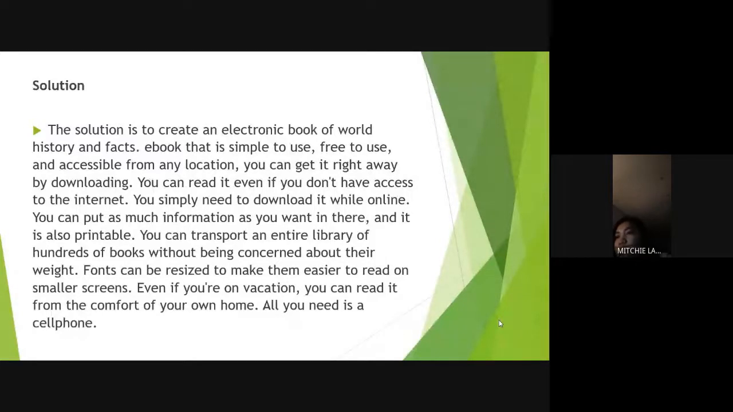You can transport an entire library of hundreds of books without concern about their weight. Fonts can be resized to make them easier to read on smaller screens. Even if you are on vacation, you can read it from the comfort of your own home. All you need is a cell phone.